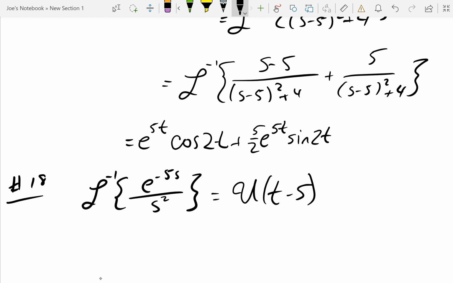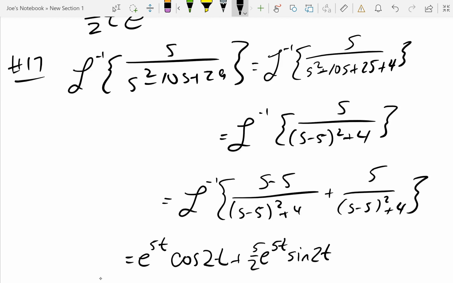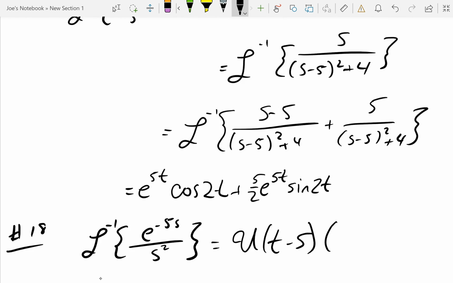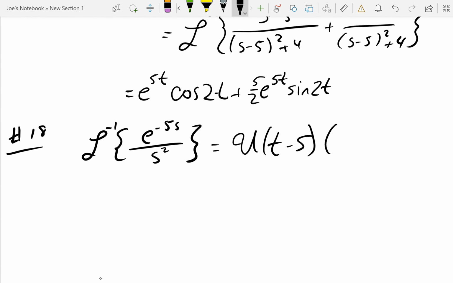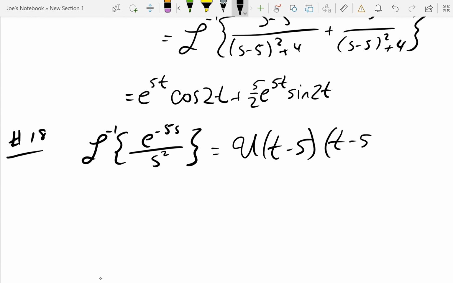I'm sorry, this was s squared in the denominator in the problem. If we just had 1 over s squared, we would know that the inverse Laplace transform would be t. But remember again with the theorem that we talked about up here, this theorem says that when you have the Laplace transform of the function and you've got the unit step function involved, I'm going to have to replace the t with t minus a, whatever this a value is. So instead of having t, we would have t minus 5 because that's what's inside our unit step function. So that's what we get when we do those inverse Laplace transforms.